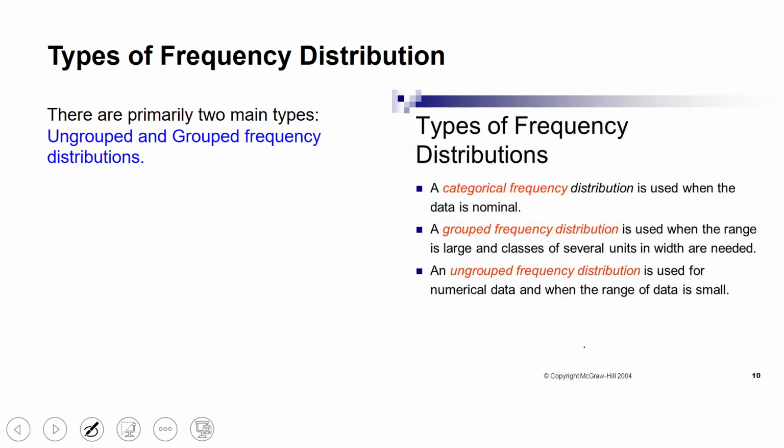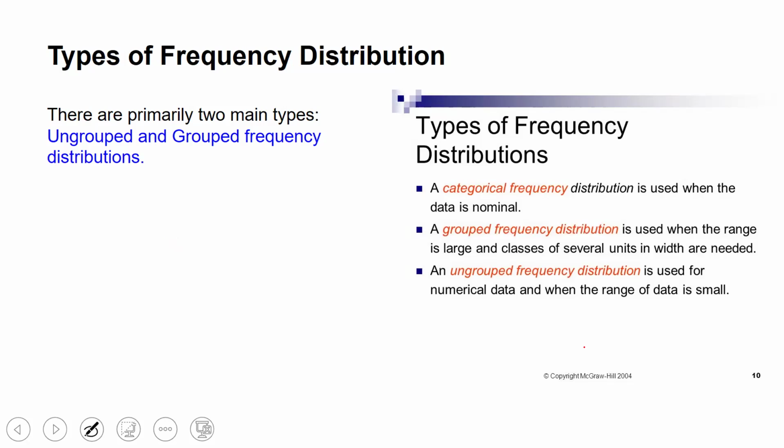And then a grouped frequency distribution is used when the range is large. If you have a range of numbers that is large, and classes of several units are needed. And then ungrouped data is used for numerical data.